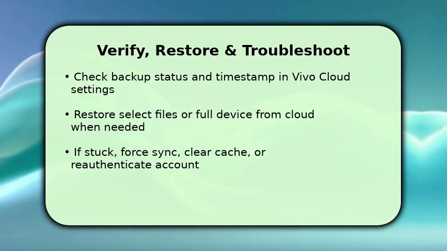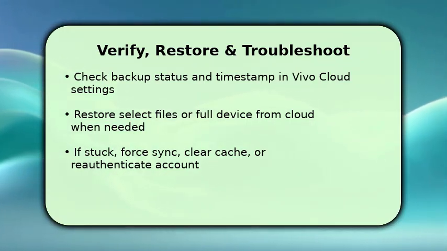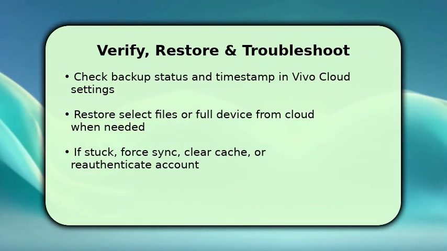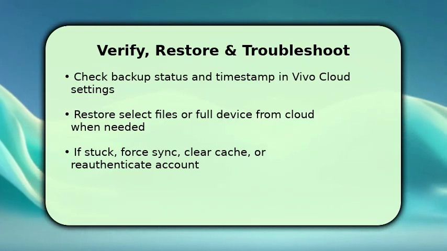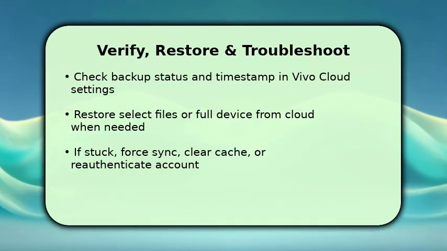When restoring, you can choose individual files or perform a full device restore. Selective restores save time and data. If something goes wrong, force a sync, clear the app cache, or sign out and sign back in to re-authenticate. These steps resolve most errors. Finally, make sure you have adequate cloud quota and retry the restore if network issues persist.